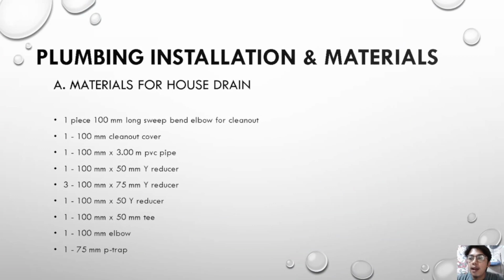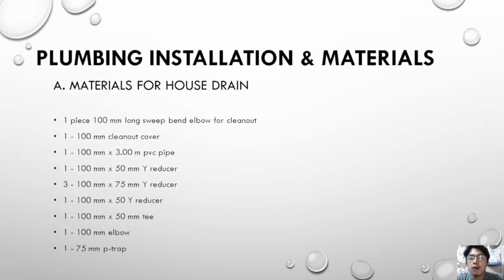Next, materials for house drain. So, these are the necessary materials, yung mga kakailanganing materials para makakreate ng drainage system for a house. It includes different sizes of PVC pipes and fittings such as elbows, reducers, and a P-trap. The 100mm sweep bend elbow is used for cleanout purposes, while the cleanout cover provides access to the cleanout.